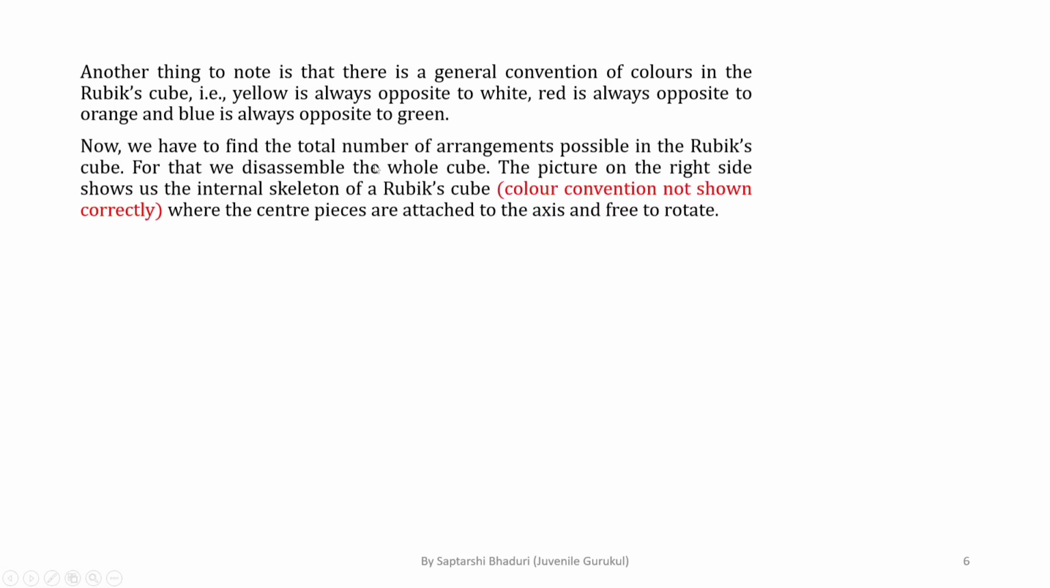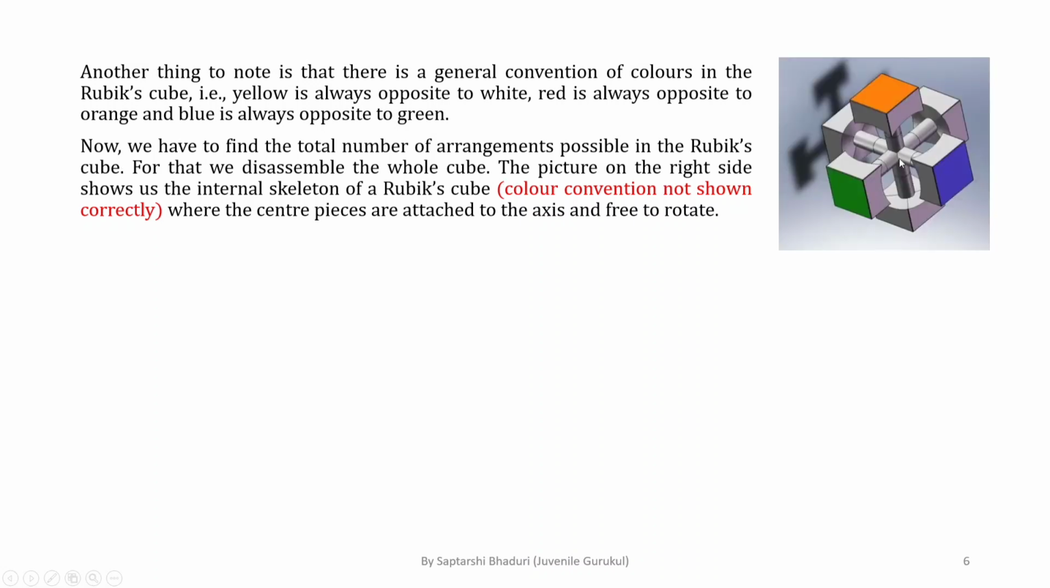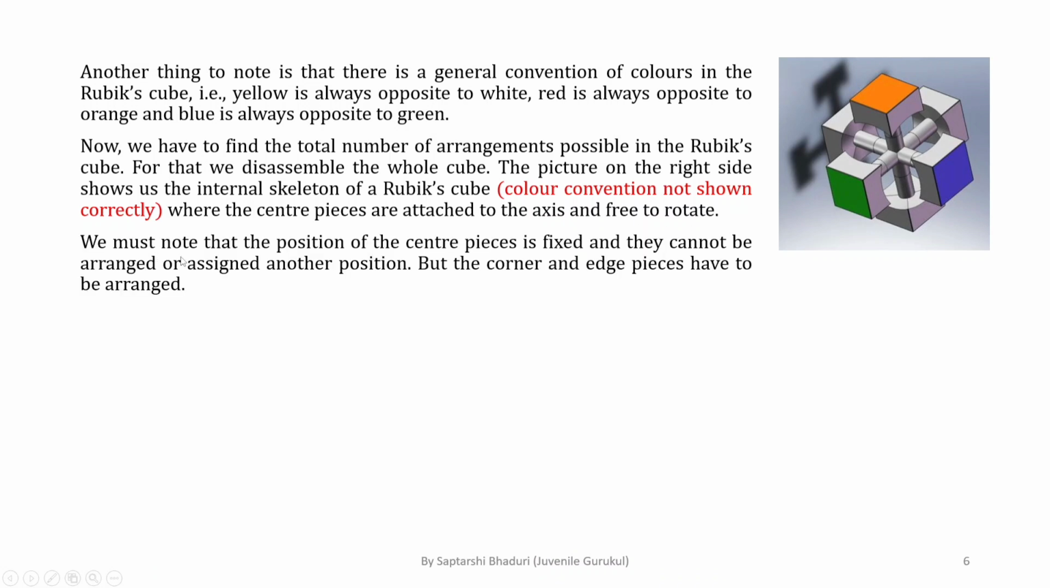Now we have to find the total number of arrangements possible in the Rubik's cube. For that, we disassemble the whole cube. The picture on the right side, shown here, shows us the internal skeleton of a Rubik's cube, where the center pieces are attached to the axis of rotation. We must also note that the position of the center pieces is always fixed and they cannot be arranged or assigned another position. But the corner and edge pieces can be arranged freely.